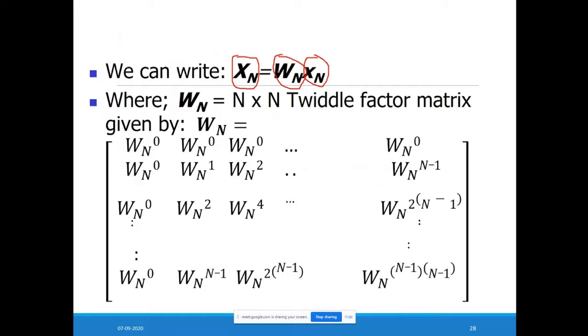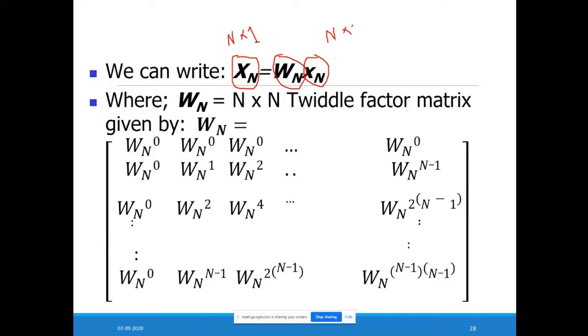Whatever omega n or Wn we have written represents the twiddle factor matrix. So this omega n is a twiddle factor matrix. The size of this matrix is n cross n. So here we have to obtain the DFT of the signal, which is a column vector of n cross 1, from the input signal, which is n cross 1.